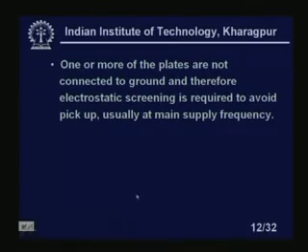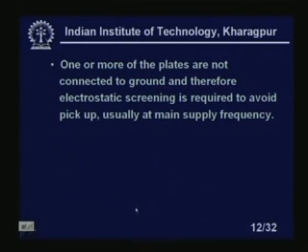One or more of the plates are not connected to ground, and therefore electrostatic screening is required to avoid pickup, because the values of capacitance are very small and there is always stray capacitance. So all these things you have to take care of while making the signal processing circuitry. Usually the 50 cycle mains supply frequency is always picked up, so we have to use proper shielding to get the capacitance value.